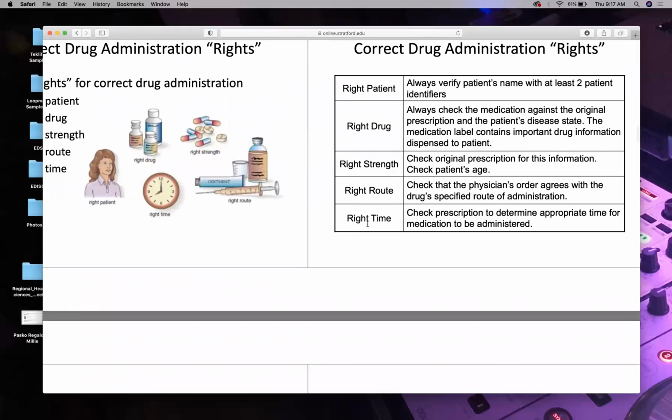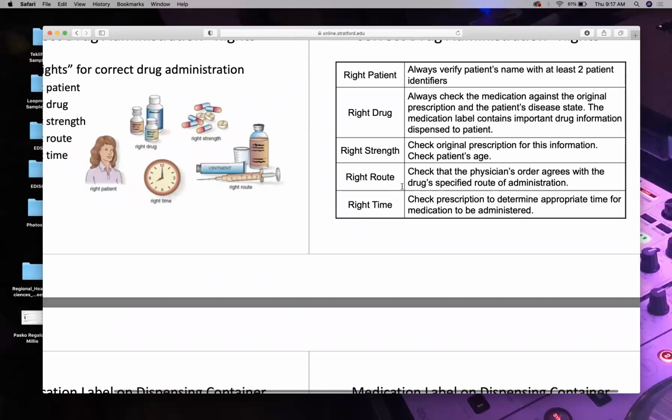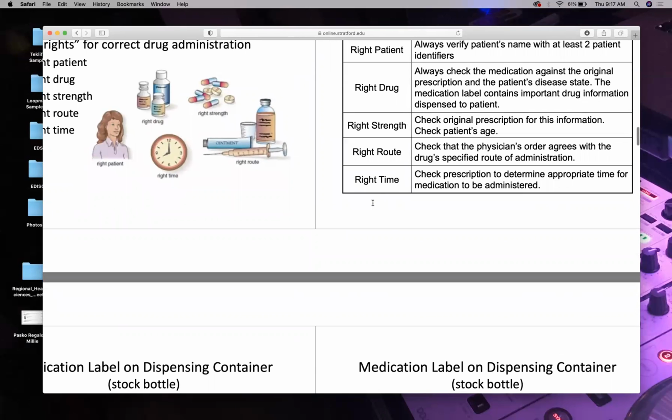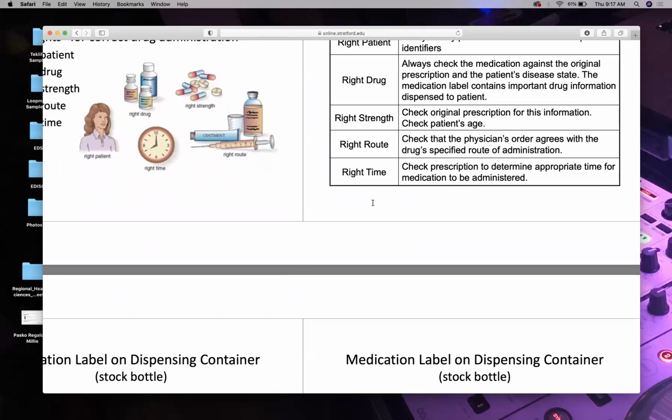The right route. Remember my story? If it's per vagina, please don't let the patient take it per os, right? Because depending on the route, if something's supposed to be delivered per vagina, of course, if you swallow it, it won't work. And the right time. For example, if it's a stat, it has to be a stat.